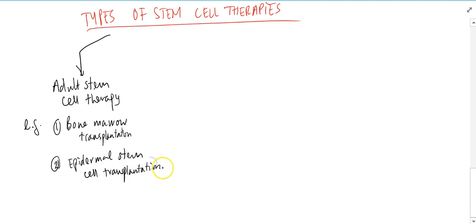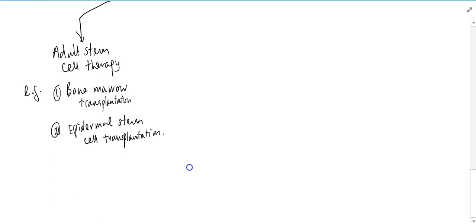So this is a good one for where significant amounts of skin have been lost, such as through third-degree burns. They need to be restored.